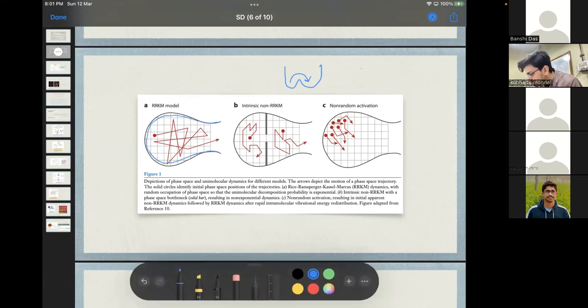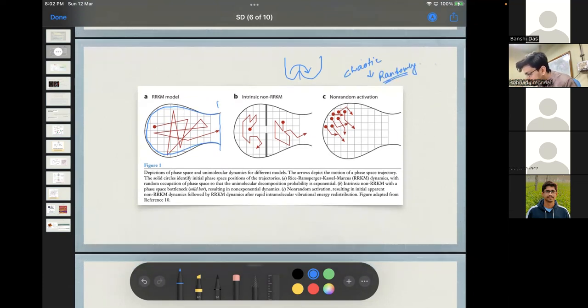Let's say it is for the reactant well. Here is the barrier. Now let's say the phase space is completely chaotic. Chaotic means all the trajectories are behaving randomly. So in principle, the definition: chaos means sensitivity to initial conditions.